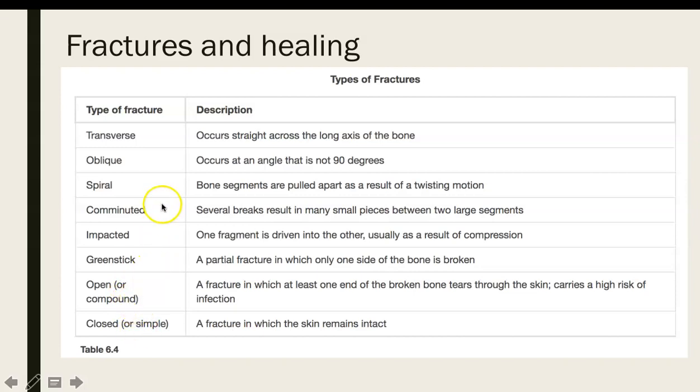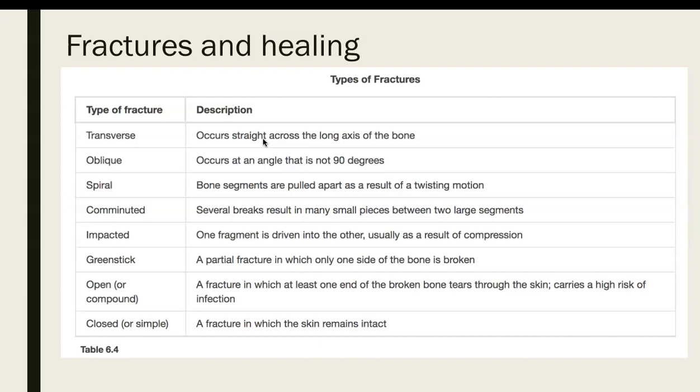Now, as we look at the terms at the top of this list, each of these may, in many cases, refer to either a simple or a compound fracture. So let's begin with a transverse fracture. A transverse fracture is one where the fracture itself is exactly straight across the long axis of the bone, which means it would be perfectly perpendicular to the long axis, basically making a clean break across the shaft of the bone, and so that would be called a transverse.